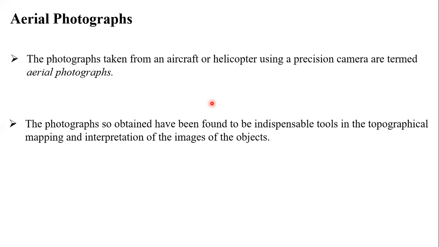The photographs taken from an aircraft or helicopter using a precision camera are termed aerial photographs. So nowadays, is anybody using aircraft or helicopters for this? No one is using them. Instead, what are we using? Can anyone answer? In olden days, some 5-6 years back, they took aerial photographs from aircraft and helicopters. That is called aerial photography.